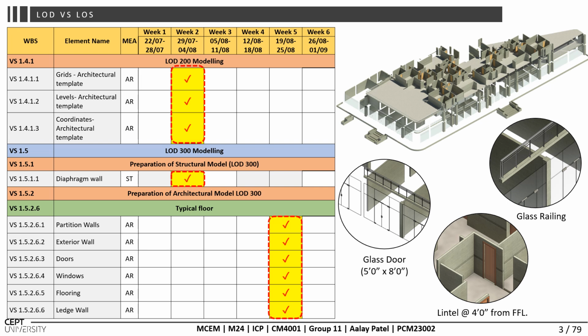This structured approach and detailed modeling not only enhanced the project's quality but also ensured a smooth workflow from the design phase to the execution phase.